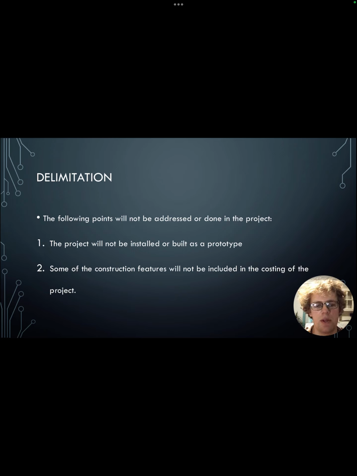So this is simply a theoretical project. It's an academic project, so it does not have to be implemented in an actual location or rural hospital. And secondly, the construction of the project in terms of building materials and construction layout and scale of construction is not going to be completely addressed in terms of costing and specifications.